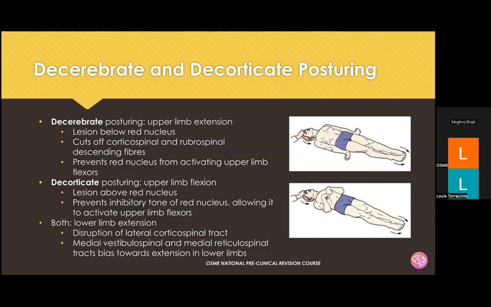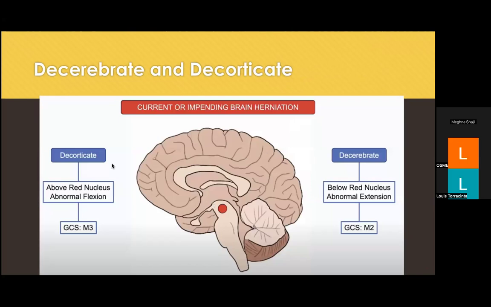In terms of how well the patient is. Okay, so this is just another diagram. So decorticate is above this red dot, decerebrate is below the red dot. In terms of Glasgow Coma Score, this is how they often evaluate the level of consciousness of a patient. It's a quick scoring system. So GCS, the way it's scored, with decorticate you'll get an M3 score. With decerebrate, you get an M2 score.